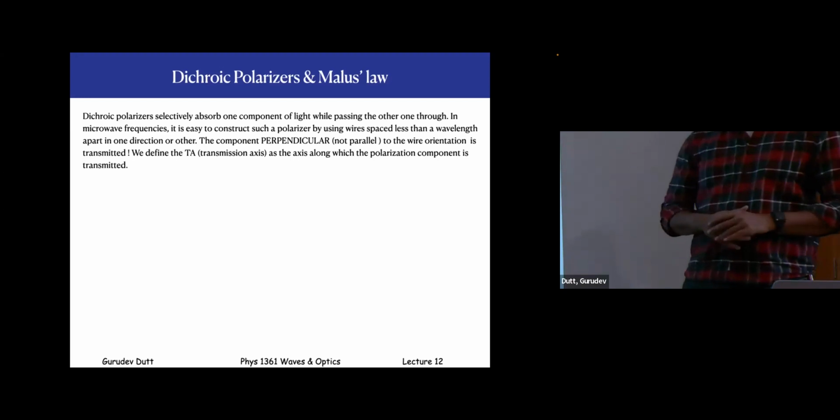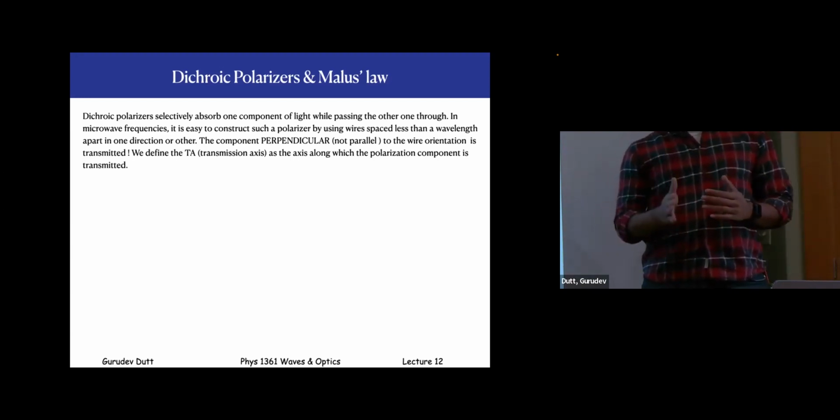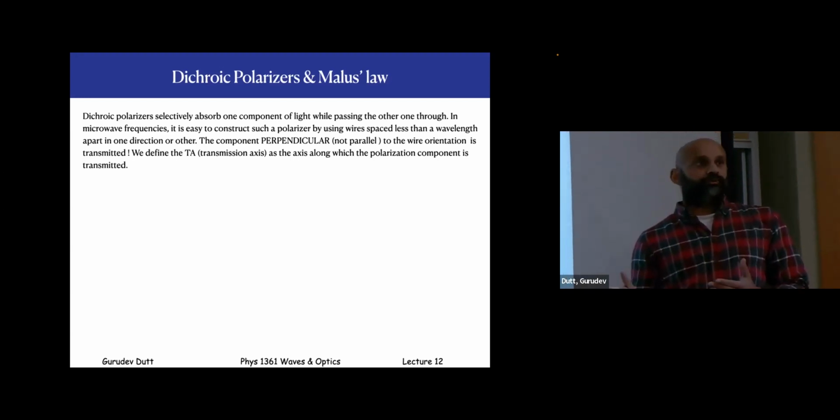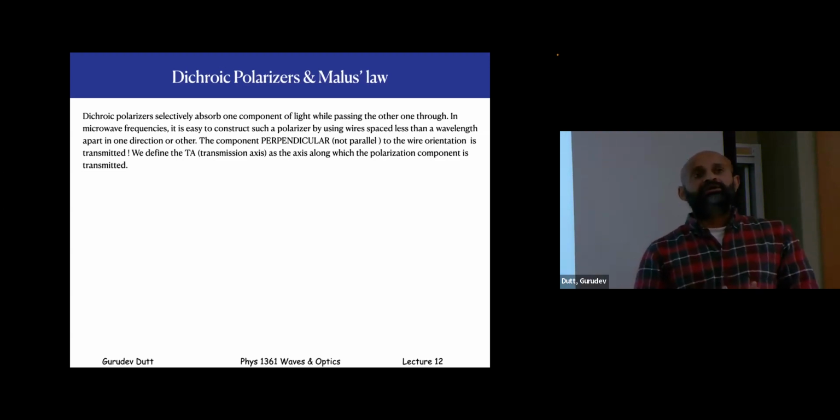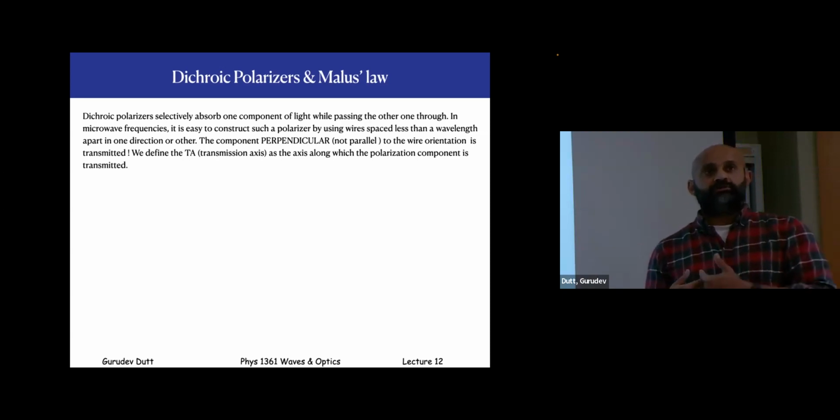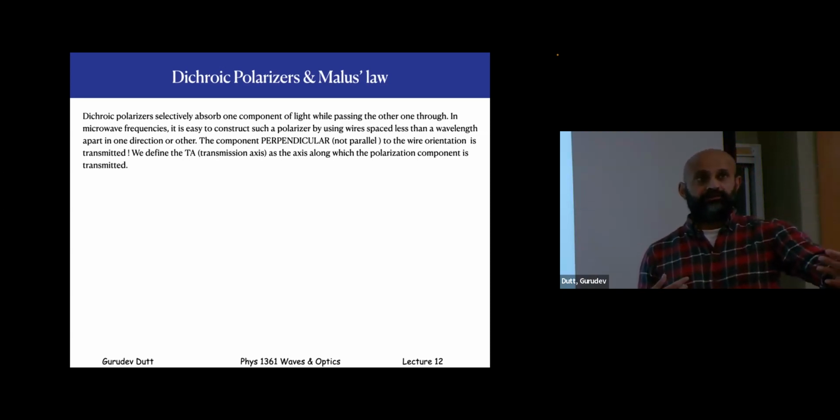So what happens in a dichroic polarizer is that it selectively absorbs one of the polarization components, either X or Y. Okay. So when it does that, if you start out with light which has an equal mixture of the X and Y polarizations, and I can just absorb one of the components, now what you end up with is a component that's entirely along one axis or the other.